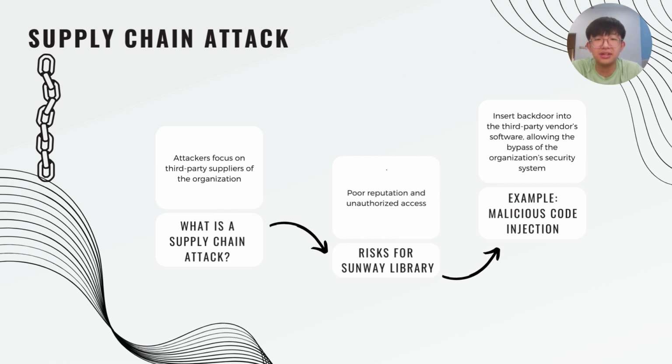The attacker can then infect the cloud service system with malware or viruses, resulting in unauthorized access to Sunway Library's data and resources. An example of a supply chain attack that can be launched towards Sunway Library is malicious code injection. This is done by inserting a backdoor into Sunway Library's vendor's software, allowing the bypass of the organization's security systems. This backdoor can remain undetected and provide the attackers with persistent access to the network of Sunway Library. Through trusted vendors or software providers, attackers are able to infiltrate the targeted networks and compromise their sensitive data.